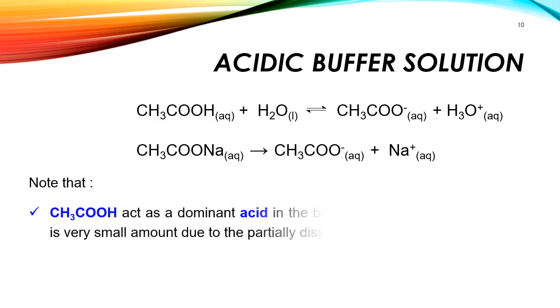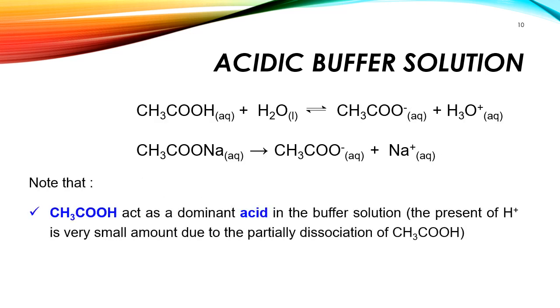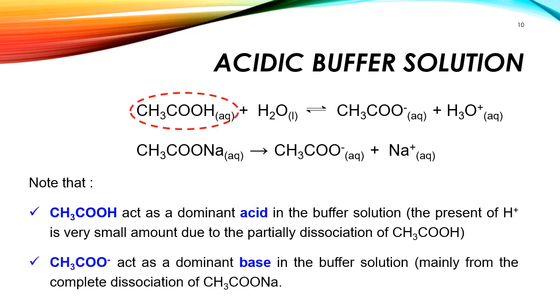In the mixture, the ethanoic acid acts as the dominant acid in the buffer solution, with a very small amount of H+ ion due to the partial dissociation of the ethanoic acid. The ethanoate ion acts as the dominant base in the buffer solution, which mainly comes from the complete dissociation of the sodium ethanoate.